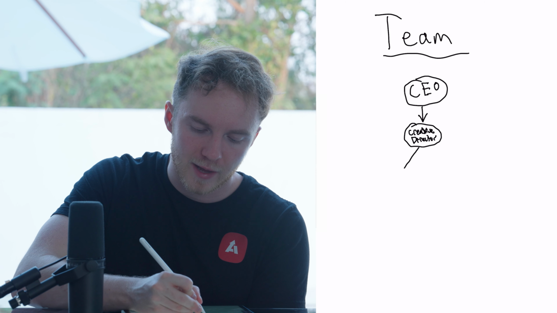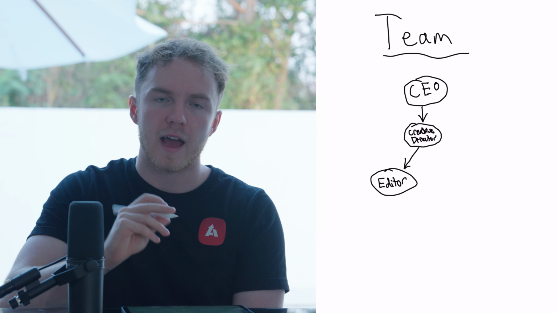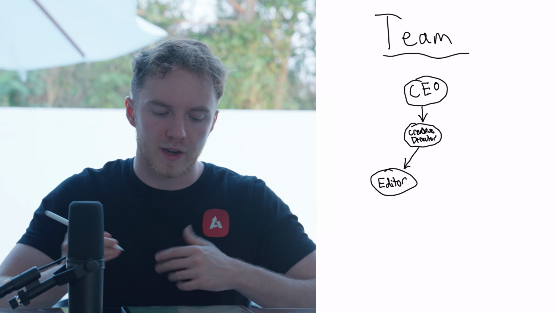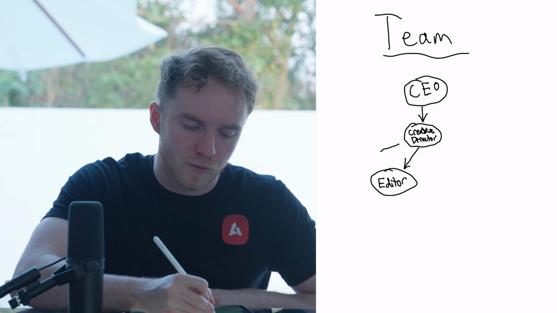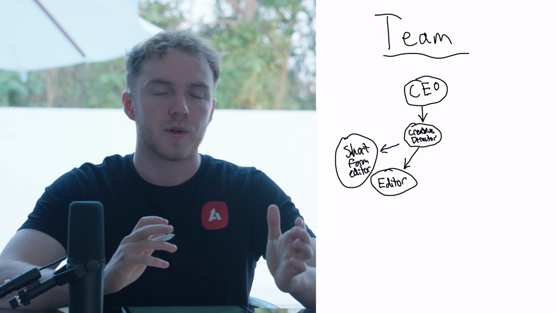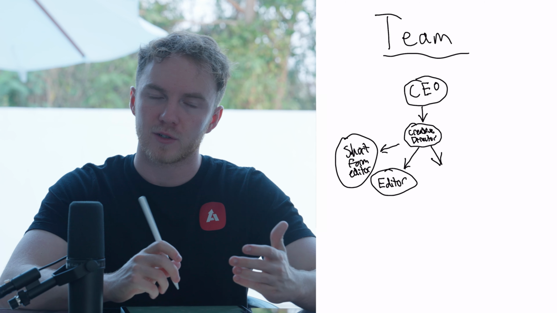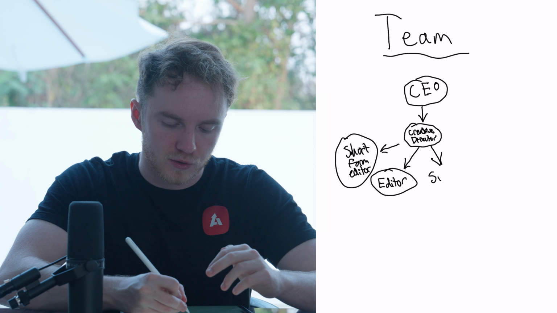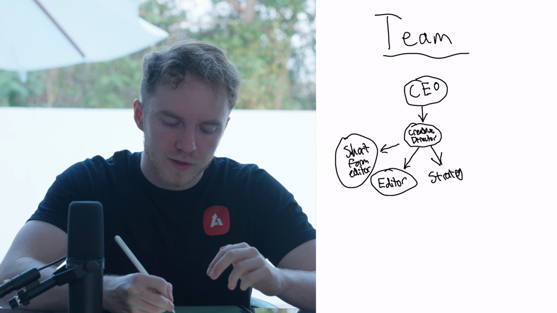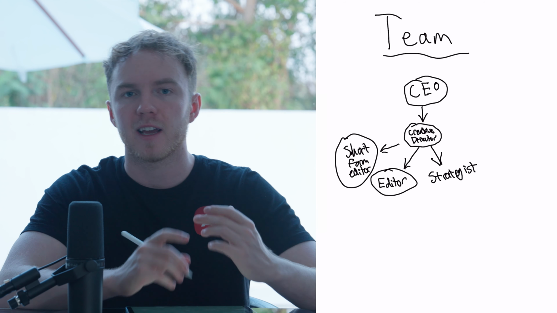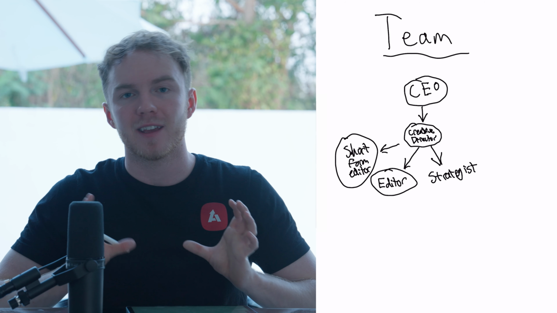So then what we have is editors. We have an editor, and that will be the person who edits your long form videos. You also might have a short form editor if you're doing short form. Then what you also want to have is a strategist. Now this is usually either baked into the creative director role or it's a completely separate role. The strategist is extremely important because the strategist tells you what videos you actually need to make in order to get results.